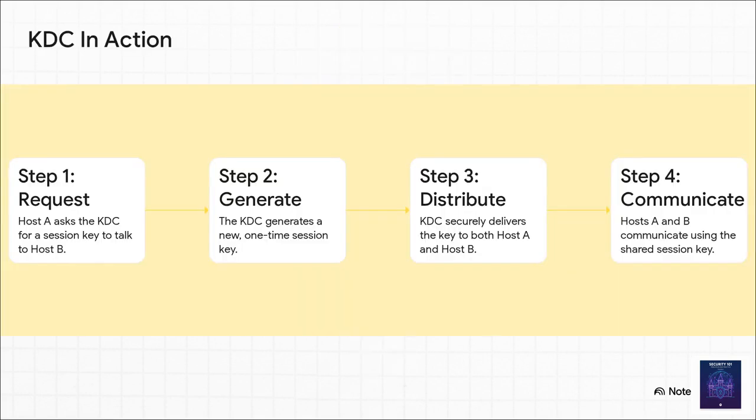One of the classic solutions is to bring in a trusted middleman. It's called a Key Distribution Center, or KDC. The way it works is pretty clever. Your computer, let's say host A, tells the KDC, hey, I want to talk to host B. The KDC, which already has a permanent secret key for both you and host B, generates a brand new one-time-use session key. It then uses its permanent keys to securely deliver that new session key to both of you. And just like that, you now have a shared secret to communicate directly. Once the conversation is over, you throw that session key away.